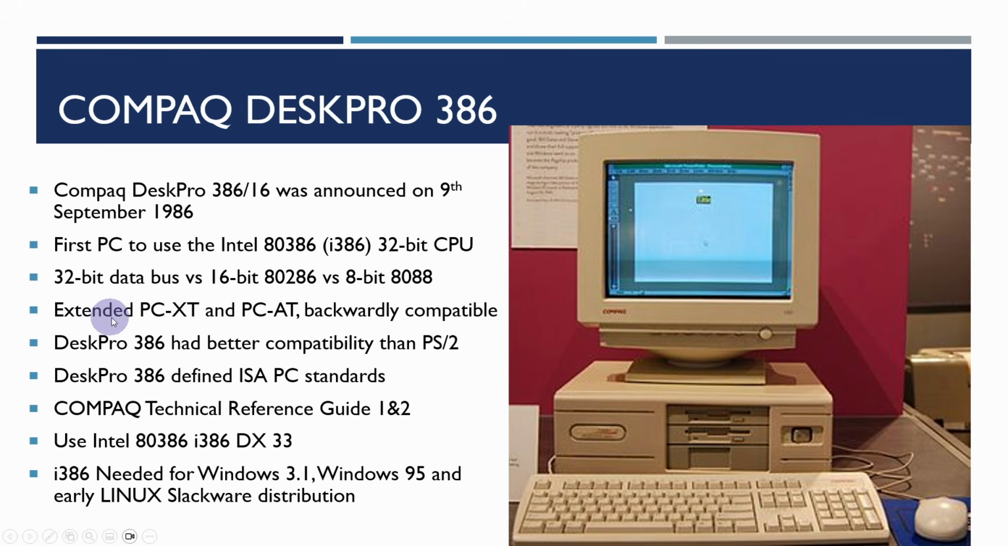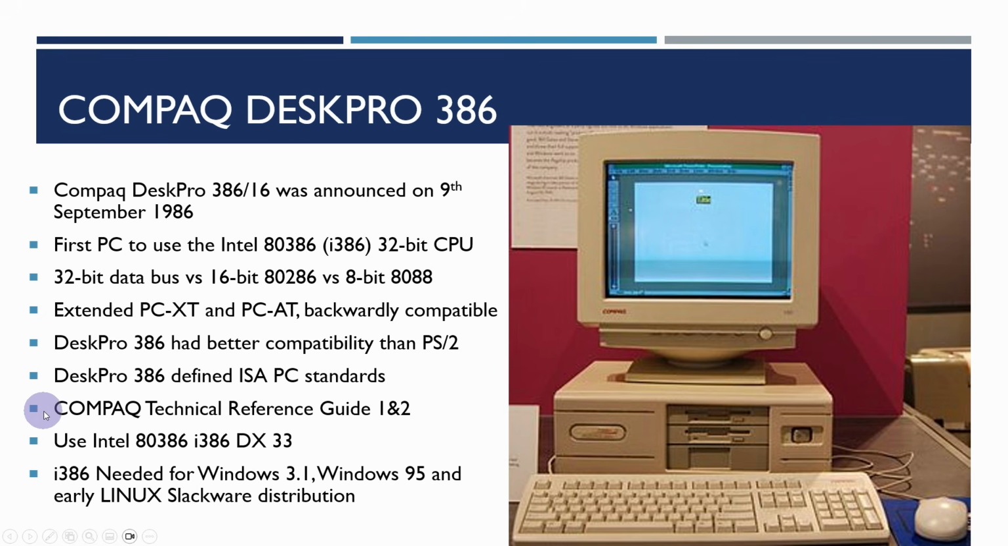DeskPro extended the PC XT and AT and was backwardly compatible with those. And in fact, the DeskPro 386 had better compatibility than the IBM PS2 range when it came out. And the DeskPro 386 really helped to define the PC standard that we're using still to this day.